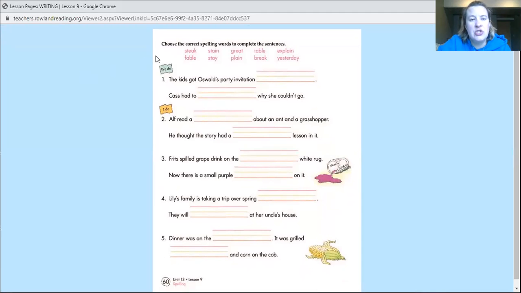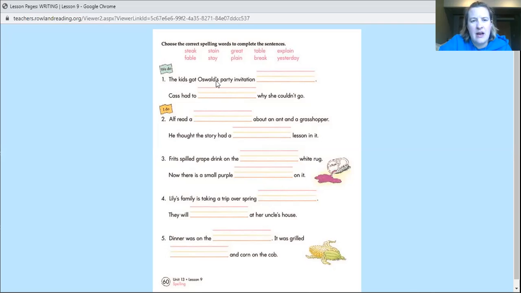So our directions say choose the correct spelling words to complete the sentences. Stake, stain, grate, table, explain, fable, stay, plane, break, yesterday. Okay, I think you probably know what all of those words are except for maybe this one. I'm pointing at it right here with my cursor, fable. So a fable is like a story with a meaning, okay? So let's take a look here.